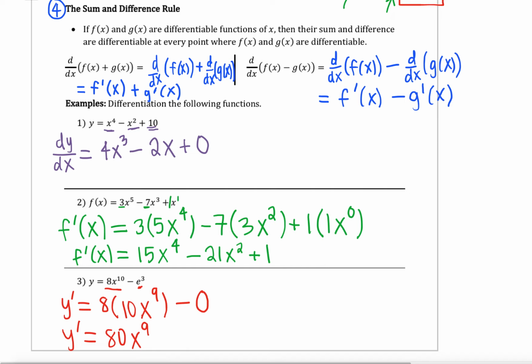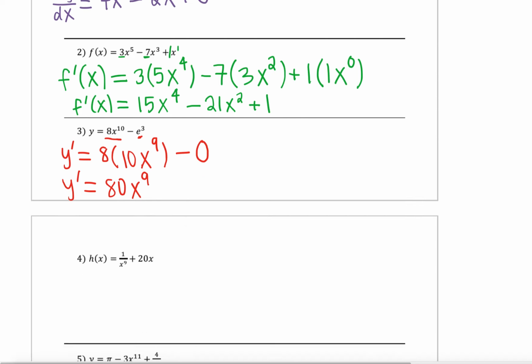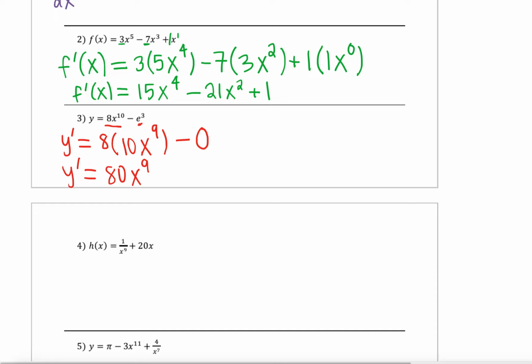Okay, let's look at example 4. Here, we're going to start to see a fraction. So my original function here is h of x equals 1 over x to the 9th plus 20x. Now we talked about this at the start, but I cannot use the power rule from the denominator. So the first step I actually need to do is rewrite this. So here I'm still having h of x. I'm not taking a derivative yet, but I'm algebraically going to rewrite this so that I can see every piece as x to a power.